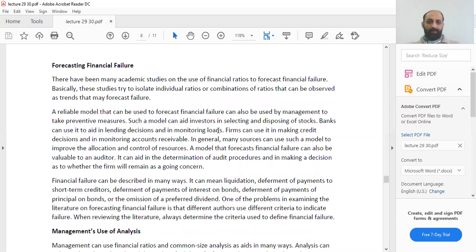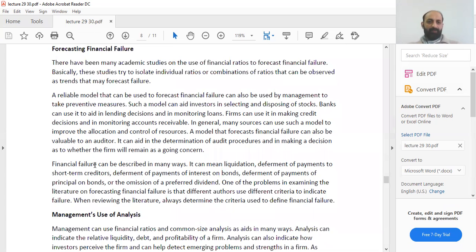Since a model can aid investors in selecting and disposing of stocks, banks can use it to aid in lending decisions and in monitoring loans. Firms can use it in making credit decisions and in monitoring accounts receivable. A model that forecasts financial failure can also be valuable to an auditor. It can aid in the determination of audit procedures and in making a decision as to whether the firm will remain as a going concern or not.